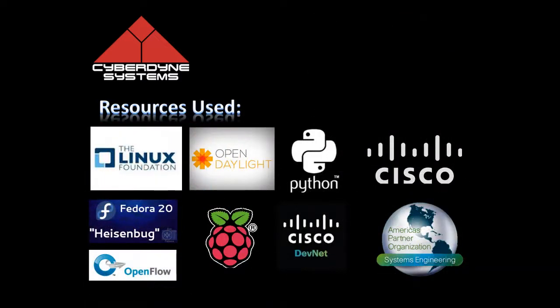So some of the resources we're going to be using today: Linux, OpenFlow, Open Daylight. We talked about the Raspberry Pi. All of this is going to be programmed in Python. And I also threw up Cisco DevNet because it's a great resource to get some ideas about how you can use open source software and some of Cisco's products to solve real business problems.